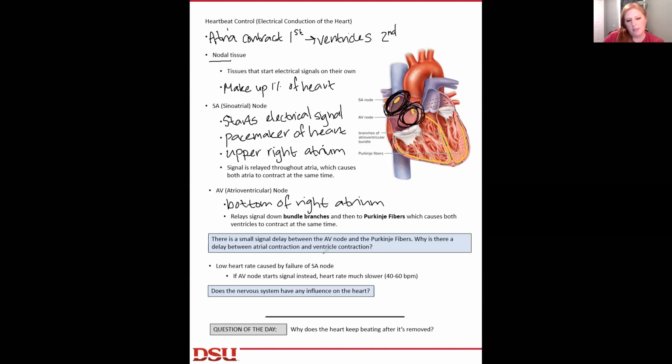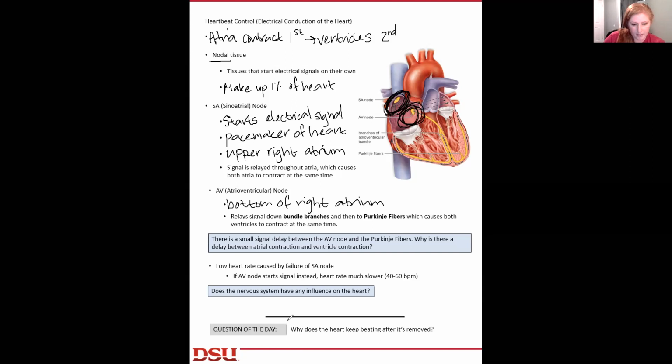Small signal delay between the AV node and the Purkinje fibers. Why is there a delay between atrial contraction and ventricle contraction? This is really quite simple, and it's kind of just a mechanical thing. There has to be time for those ventricles to fill up with blood from the atria. Well, so that blood has to be able to flow through those valves to fill up the ventricles. Okay.